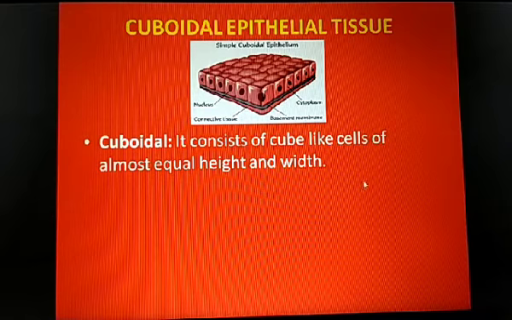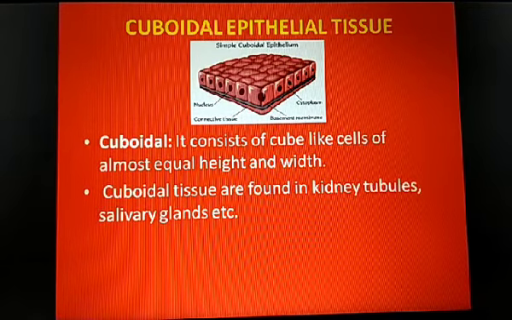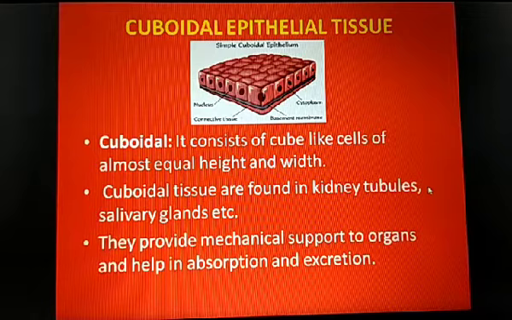Cuboidal epithelial tissue consists of cube-like cells of almost equal height and width. That means length and breadth are the same. Cuboidal tissues are found in kidney tubules and salivary glands. They provide mechanical support to organs and help in absorption and excretion.